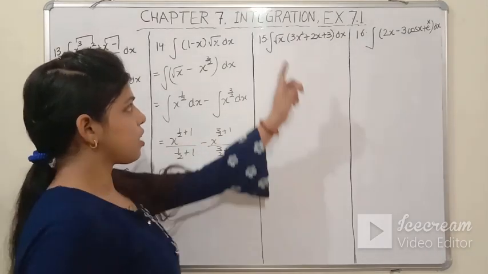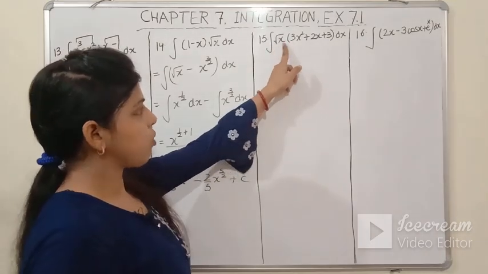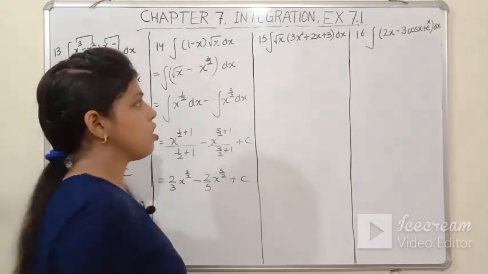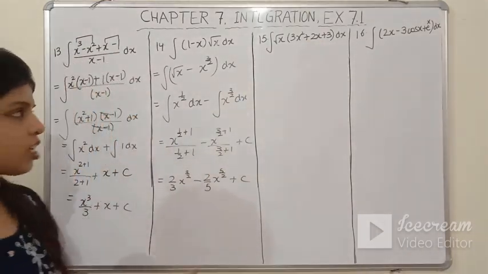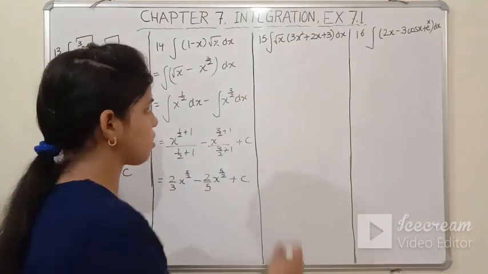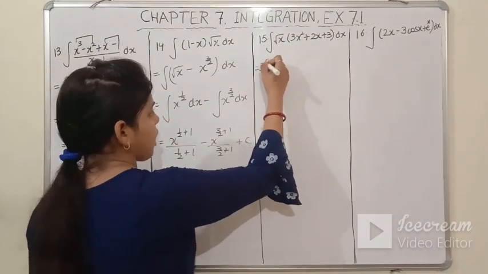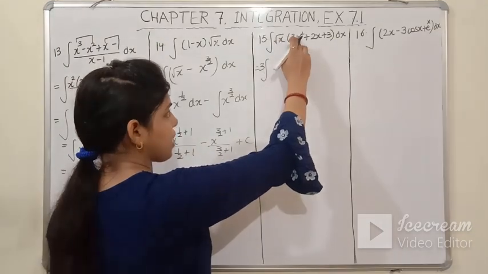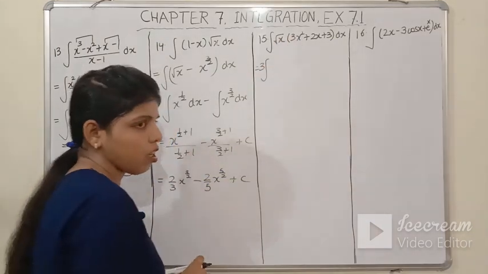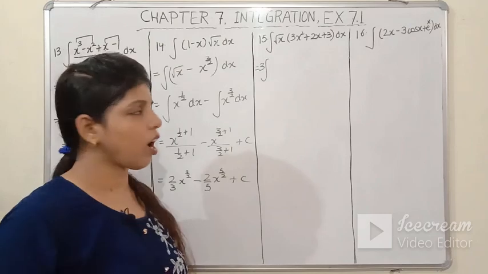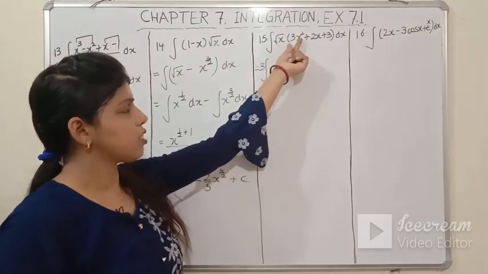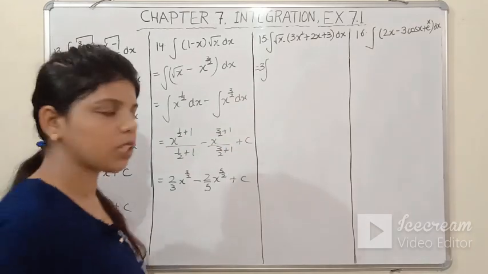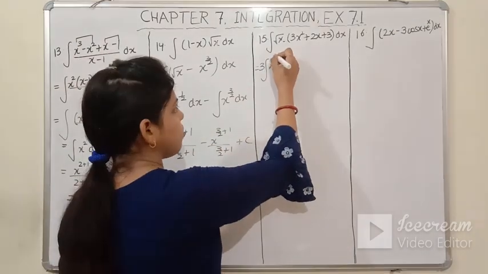Now the next question is integration of square root x into 3x square plus 2x plus 3 dx. So first of all, we have to multiply each term in this bracket by square root x. So what I'm going to get, taking the 3 as a constant outside, I'm multiplying square root x by x square. So just multiply means that you have to just add the powers of this x. Here the power is 2 and the power is 1 by 2. So 2 plus 1 by 2 is going to be 5 by 2.